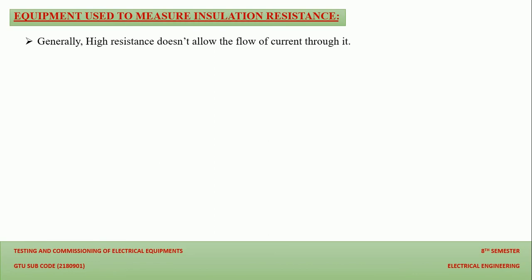First of all, insulation means generally a high resistance, which doesn't allow the flow of current through it. Basically, insulation resistance is a property of any material which does not allow a flow of current through it. So if we are using this insulation for protection purposes, since it doesn't allow the flow of current, the insulation resistance of the particular material must be high.